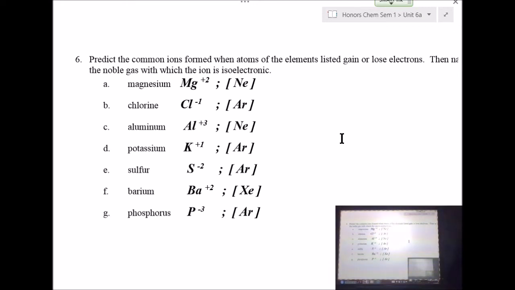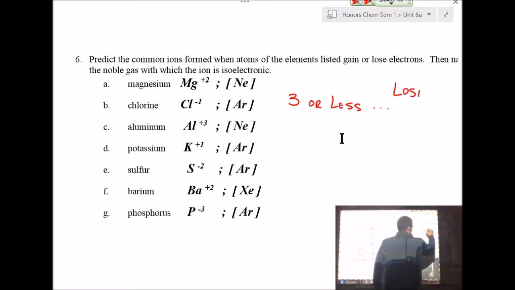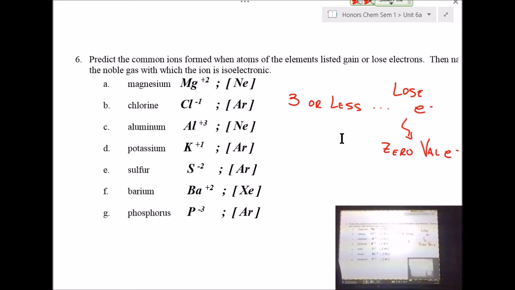All right, number 6, predict the common ions. So here again, this will be a common type of question that I could ask. Common ions formed, which means, again, how many valence electrons do we have? If we have 3 or less, what are we going to do? Lose, very good. You're going to lose electrons so that you have 0 valence. If it has 3 or less valence electrons, lose them so you have no valence electrons. That's how we get our positive charge.